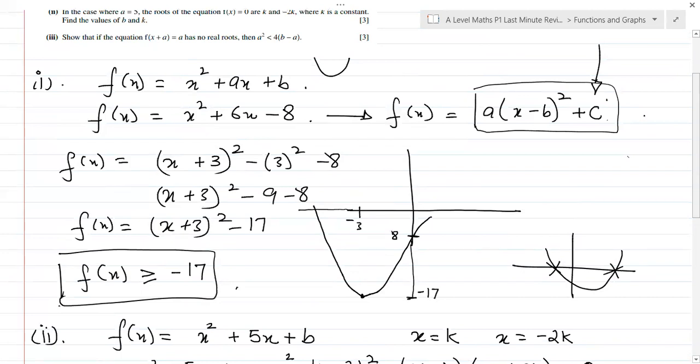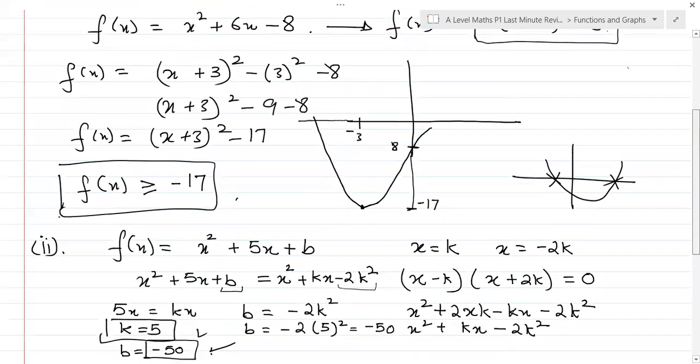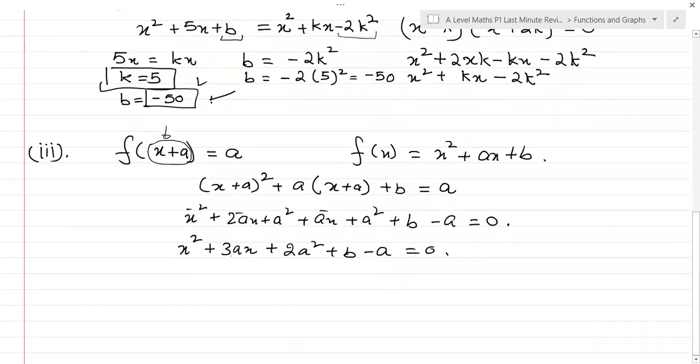Now if we go back to the question, it says show that this has no real roots, then a squared is equal to that thing that we get. So that means we have to make a squared the subject when this has no real roots. No real roots means b squared minus 4ac has to be less than 0. So this is what we have to apply in this.